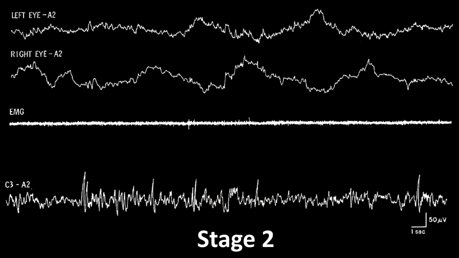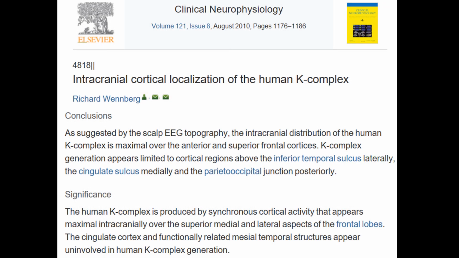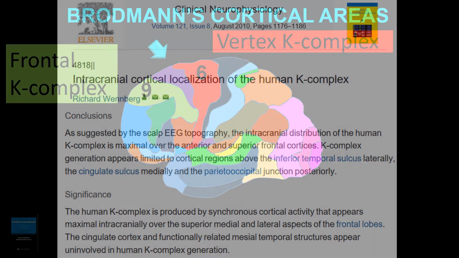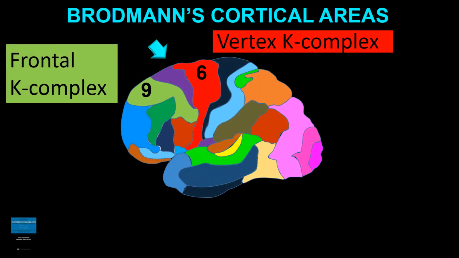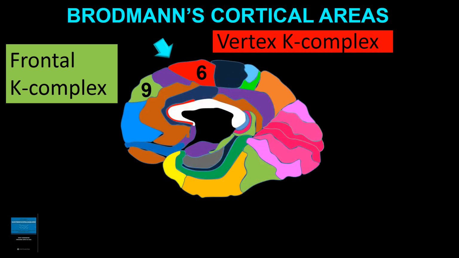In polysomnographic studies, K-complexes look like a vertex wave followed by a spindle. Intracortical studies have shown that the source of K-complexes is likely the lateral and mesial aspect of the frontal lobe. Frontal K-complex from Brodmann area 9 and vertex K-complex from Brodmann area 6.